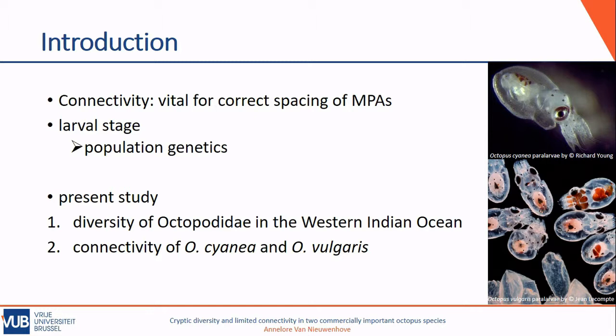Because pelagic larvae are extremely difficult to track in the open ocean, population genetics is a useful technique to study connectivity and gene flow patterns. So in order to obtain baseline data for management plans, the present study investigated the diversity of octopodidae in the Western Indian Ocean and connectivity among populations of two commercially imported species, Octopus cyanea and Octopus vulgaris.